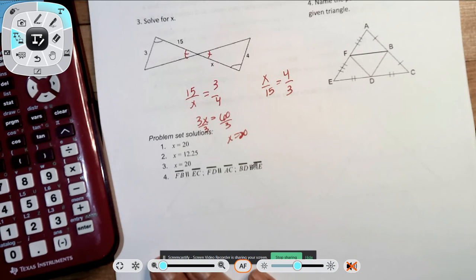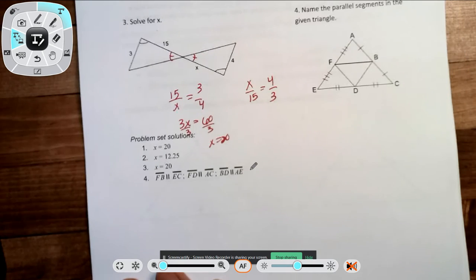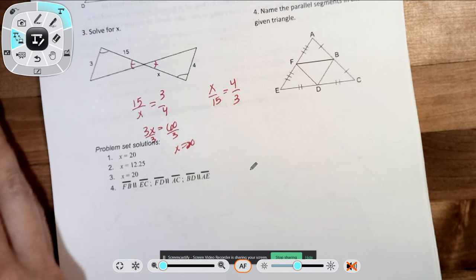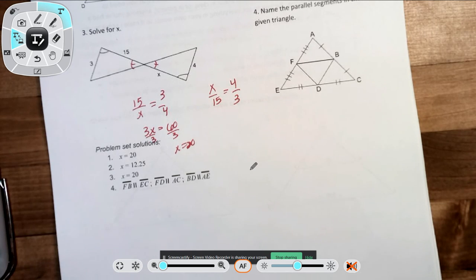Okay, so that is how we are solving for missing sides. It is all about setting up proportions. And then the tricky part, which is what we're going to practice the most, is just making sure that you are matching up the correct sides in the correct orders. Okay, and that's it.